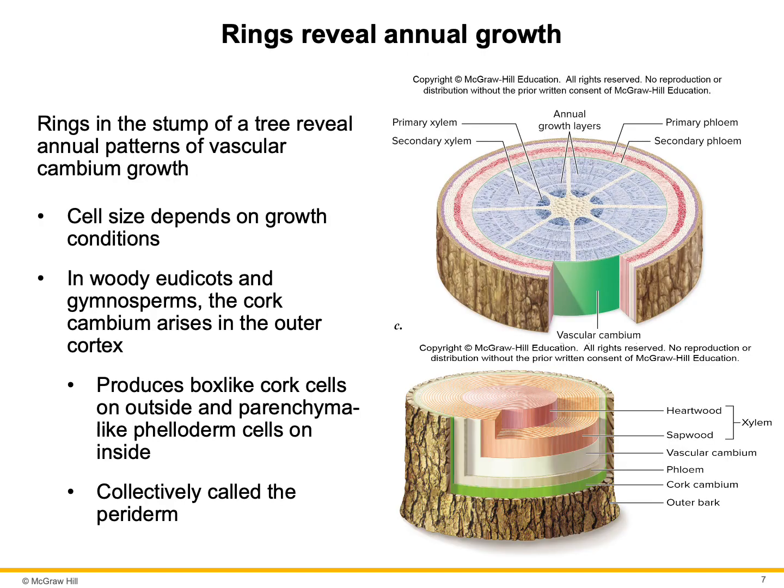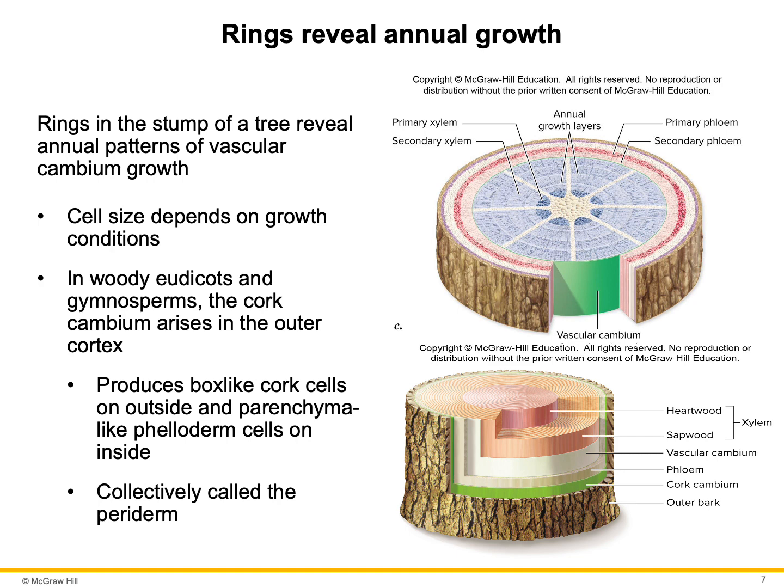When you look at a cross section of a tree stump, you can see ring patterns. By looking at these rings, you can gather much information regarding the tree and the area the tree lived in. By counting the number of rings, you can reveal the age of the tree. These rings reveal annual patterns of vascular cambium growth. As cell size can vary based on the growth conditions, rings with smaller cells indicate less rain and not so good growth.